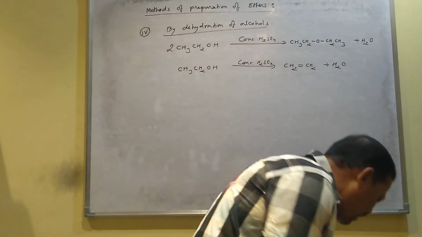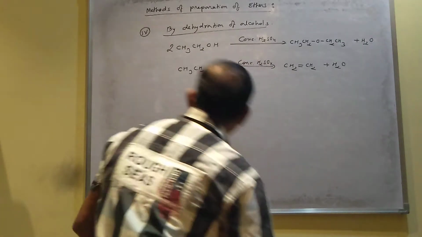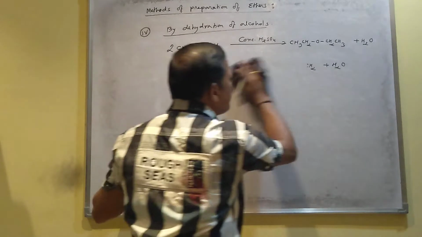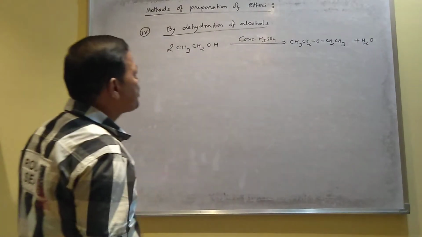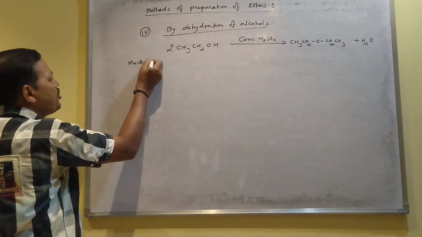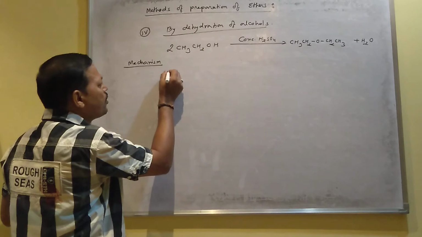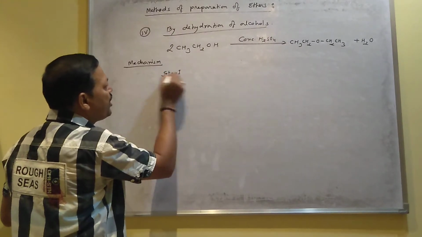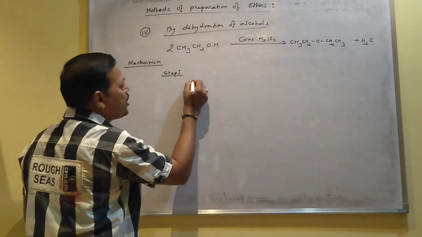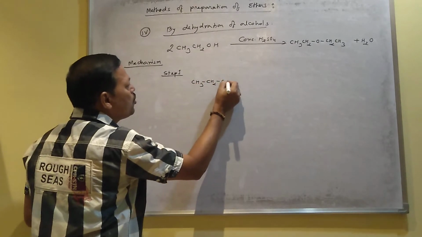Now why is it like this? If you write the mechanism of this reaction, then you can understand it. So I will show you the mechanism of this reaction, how the ether is produced. Here two alcohols are present. In step 1, first I will take one alcohol, CH3CH2OH.